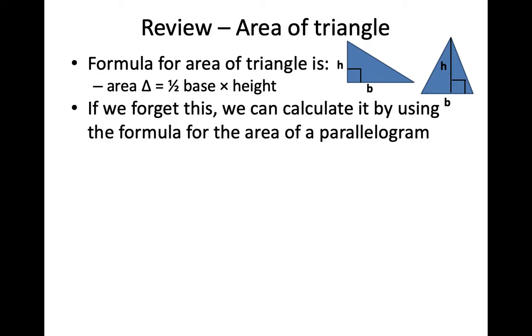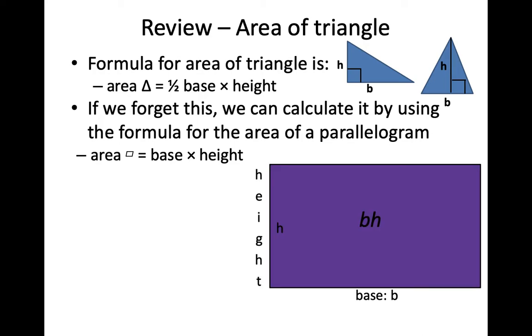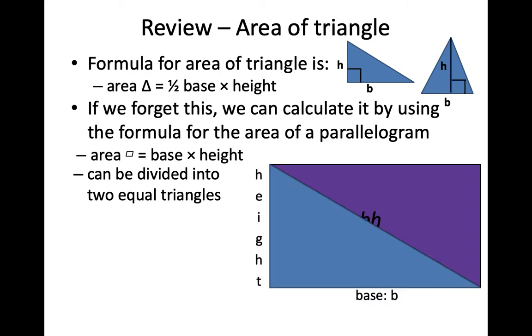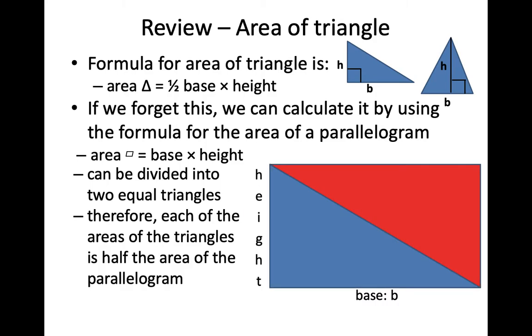And if you forget, you can always calculate it by using the formula for the area of a parallelogram. The area of a parallelogram, or a rectangle, as I hope you know, is base times height. So if I take that and divide it into two equal triangles, now I have two of them, and the whole thing equals base times height, so each of the triangles must equal 1/2 that, or 1/2 the base times the height. Just a way to remember the formula for the area of a triangle.